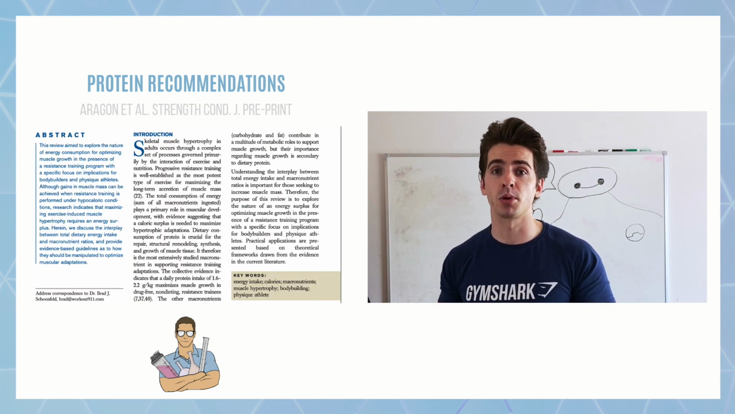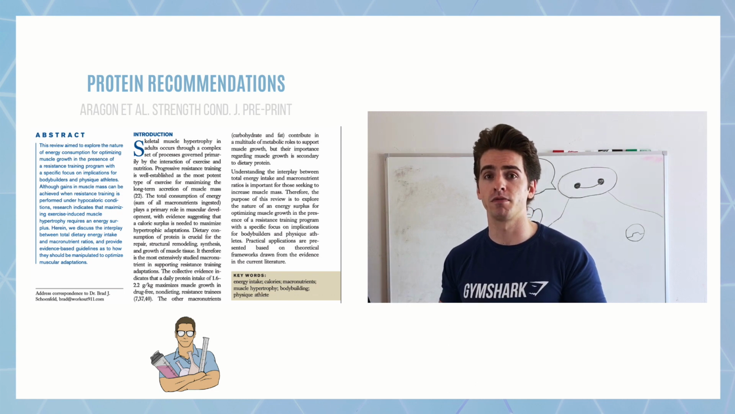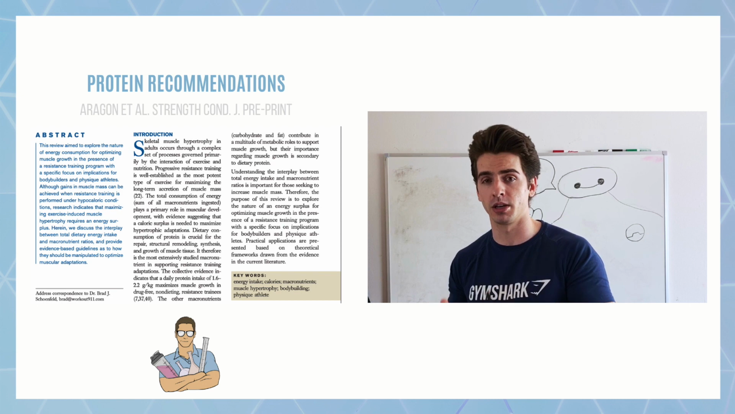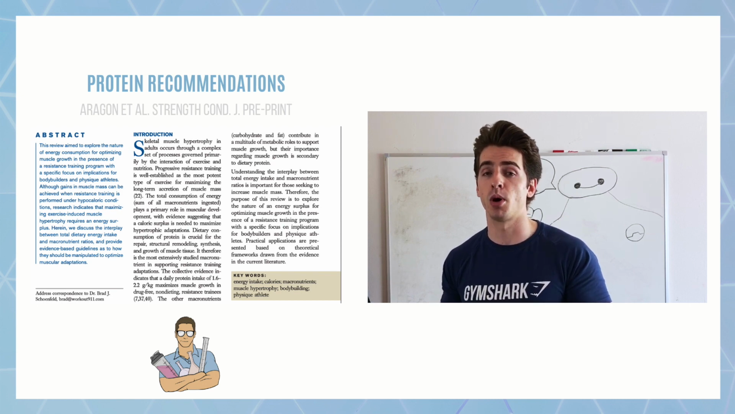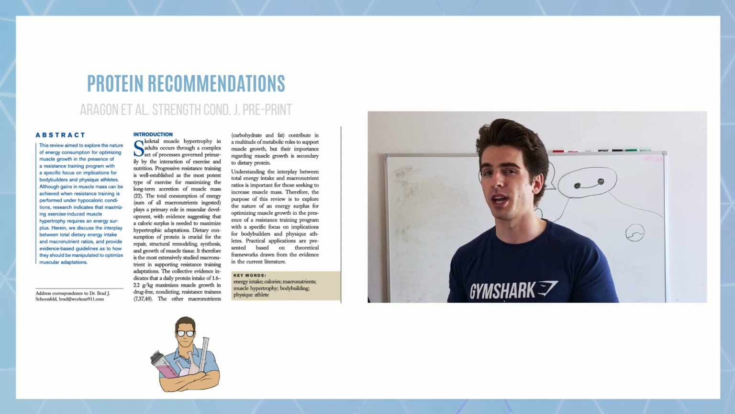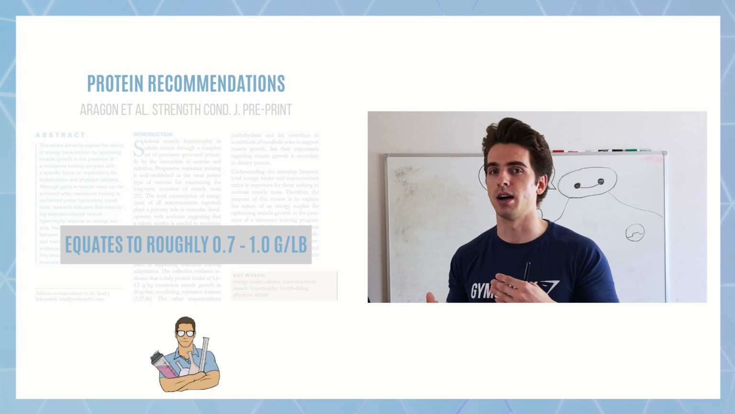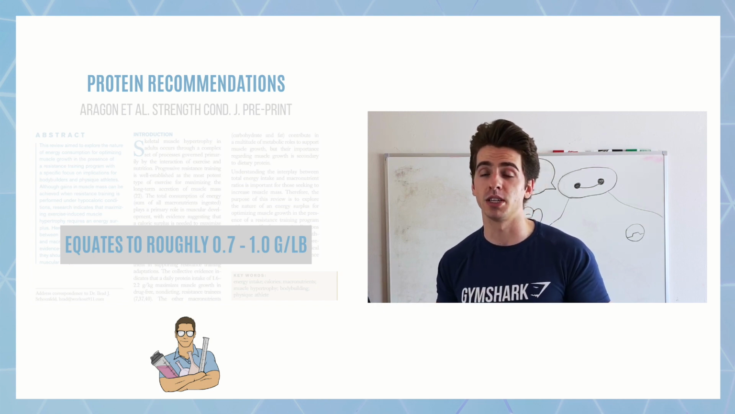Furthermore, if we look at a paper published by Aragon and Brad Schoenfeld, they found that a protein intake of 1.6 to 2.2 grams per kilogram of body weight was enough to promote muscle growth in drug-free resistance trainees. So that equates to about 0.7 to 1.0 grams per pound. So from there, we can sort of figure out what our protein intake is going to be.